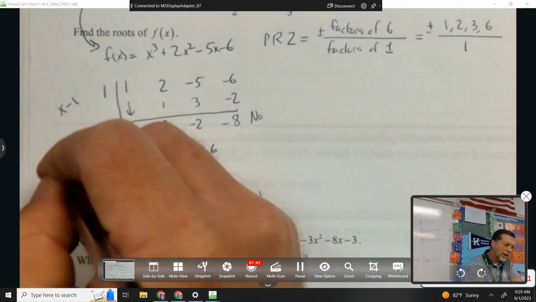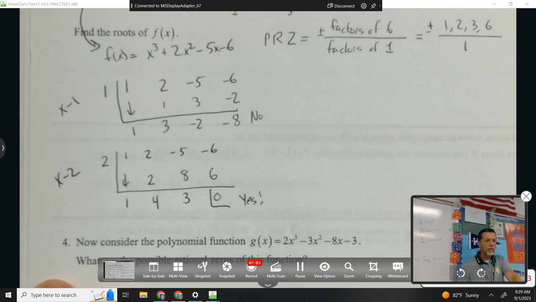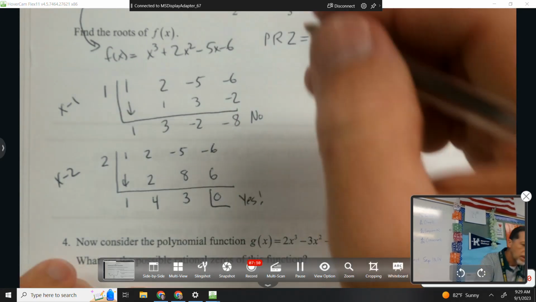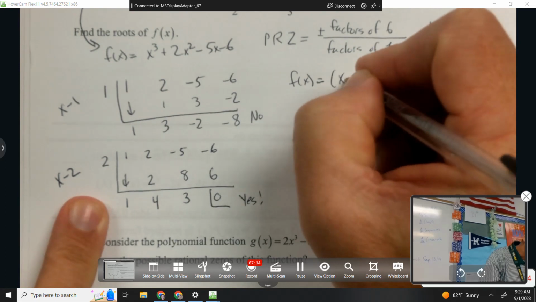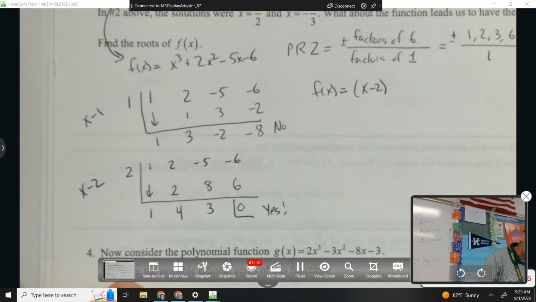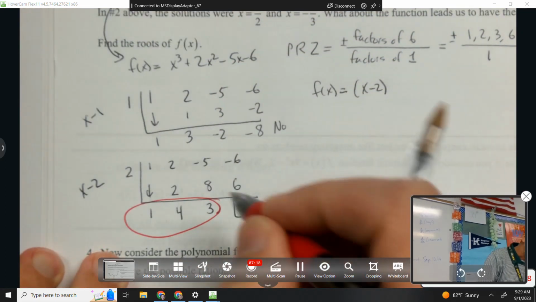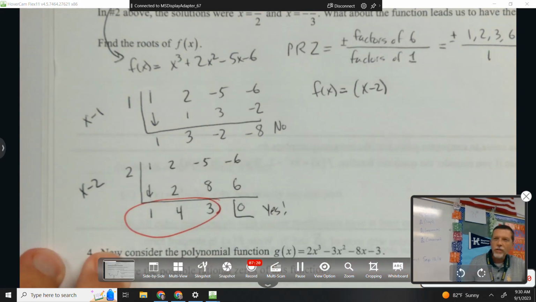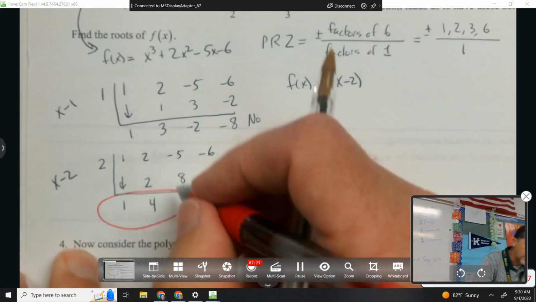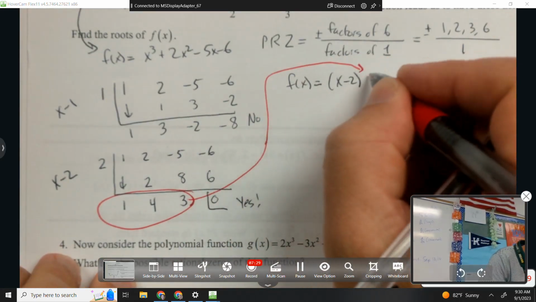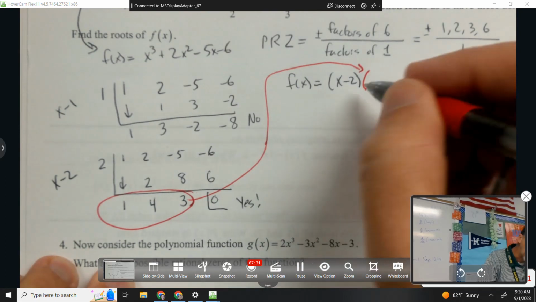Yes, that means x minus 2 is a root. Or is a factor, excuse me. X equals 2 is the root. X minus 2 is the factor. So that means f of x is x minus 2 times, and I can use these reduced coefficients. It's actually called a depressed polynomial. Not to comment on its mental state, but the fact that it was cubic and now it's squared.